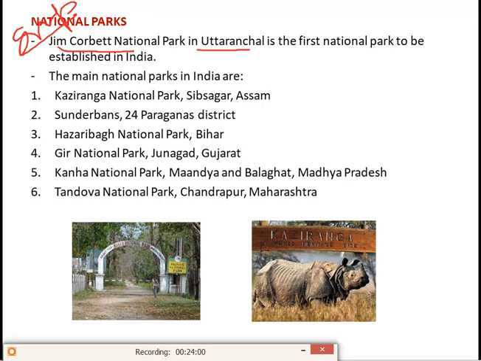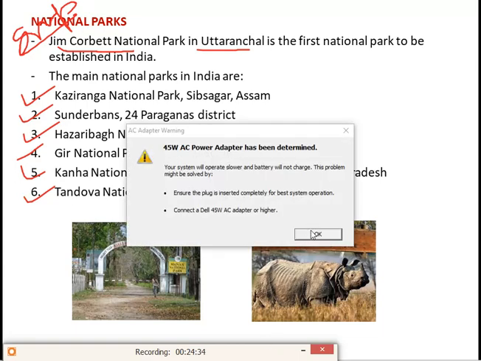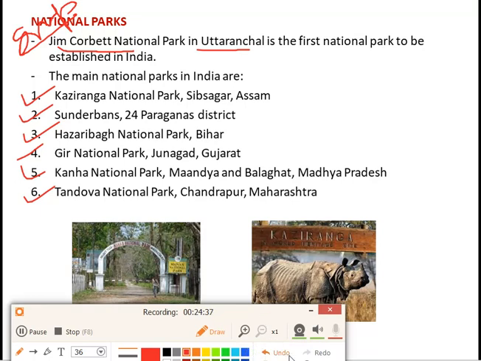Now let's talk about the main national parks in India. The first one is Kaziranga National Park, and it is present in Sibsagar, Assam. Kaziranga National Park is in Assam. Sundarbans, 24 Parganas district. Next we have Hazaribagh National Park, and it is present in Bihar. Gir National Park, it is present in Gujarat, Junagadh. Then Kanha National Park, it is present in Mandla and Balaghat, Madhya Pradesh. We have Tadoba National Park, and it is present in Chandrapur, Maharashtra. So these are the important national parks which are present in India.